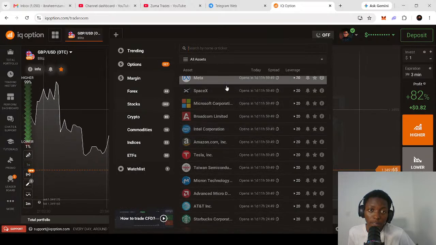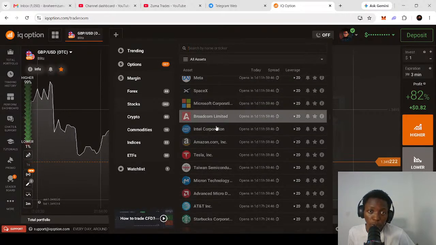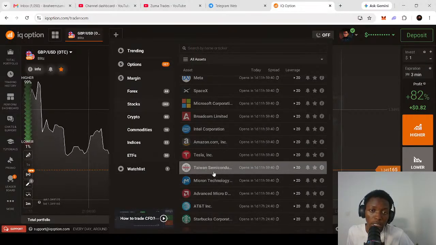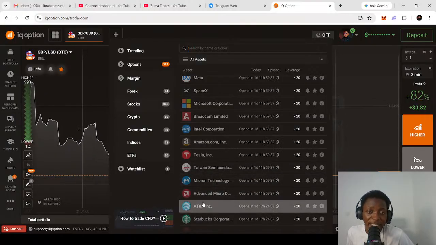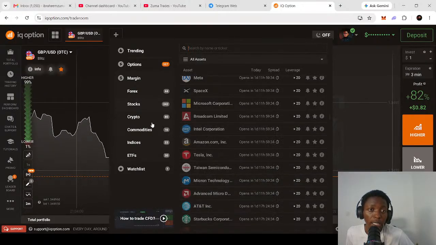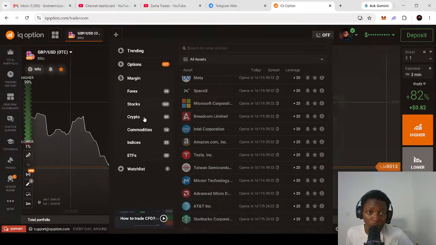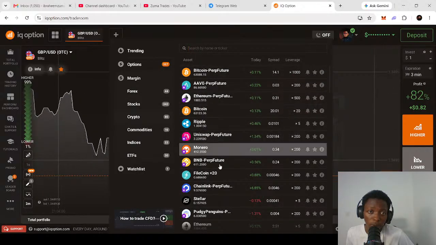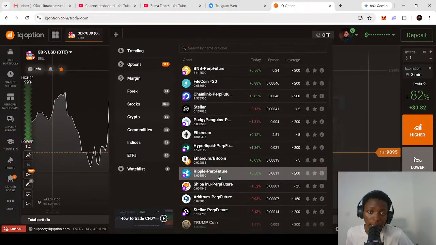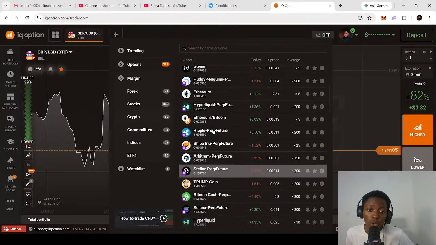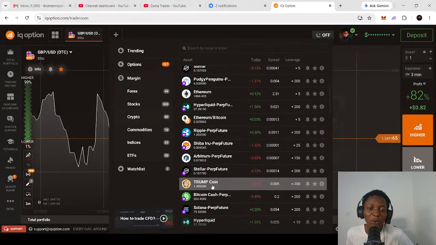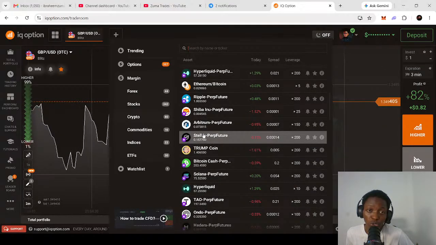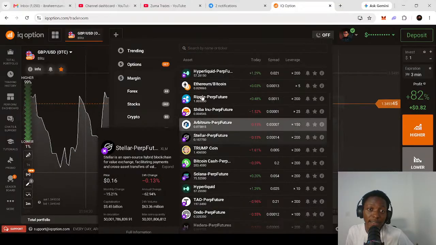And so yeah, you can see Meta, SpaceX, Microsoft, Broadcom, Intel, Amazon, Tesla, Taiwan Semiconductors, of course. AT&T is here, Micron Technologies. And so that's for the stocks. And if you come to this section, you can trade the crypto pairs as well. You have Bitcoin, Ethereum, Ripple, Monero, BNB, Stellar, Pudgy Penguins. We have the Trump coin around here, Solana, Hyperliquid. And so if you wanted to actually trade the crypto pairs, here are the crypto pairs.